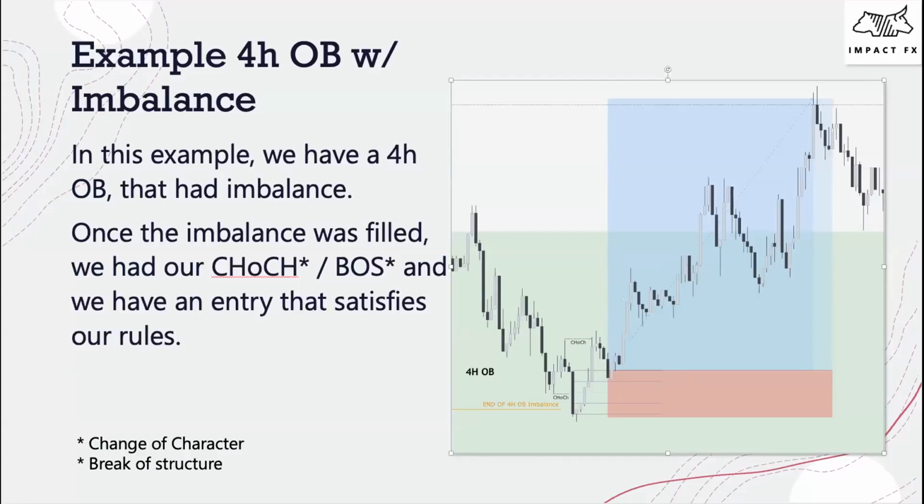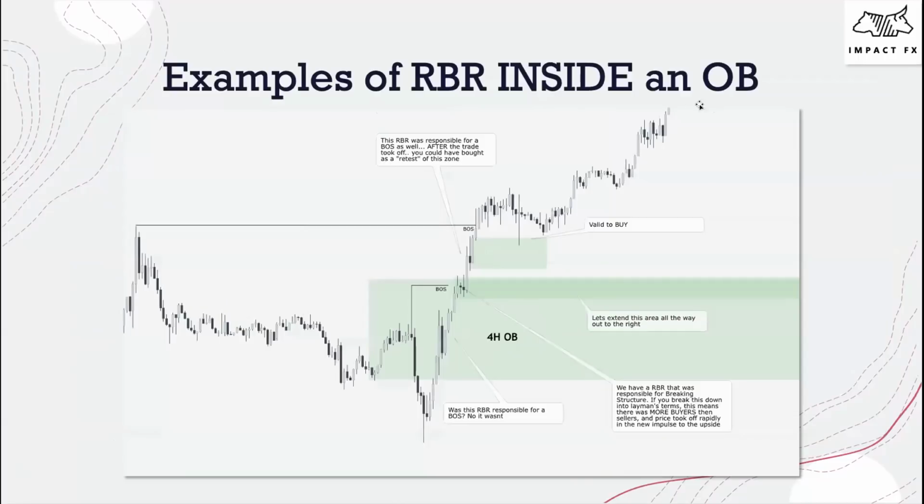Okay, so the next slide is an example of a rally-base-rally inside of a 4-hour OB. And again, the importance, you guys, of the rally-base-rallies is that a rally-base-rally should break structure. It should be responsible for taking out a previous high in this case. So this rally-base-rally, it stopped here. The wick formed, we got a rally-base-rally, and we're responsible for the break of structure here. So inside of this 4-hour OB, I can be interested in potentially this lower one, even though it wasn't necessarily responsible for the break of structure of the previous high.